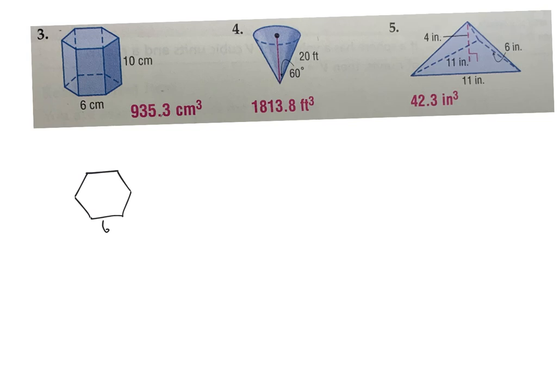So it's basically what we have as our base, all right? We do need the perimeter to find the area of that base. Okay, so what is my formula for the area of this base? 1/2 apothem times perimeter. All right, so perimeter's easy, right? It's just 6 times 6, right? Easy enough. So we have that piece.